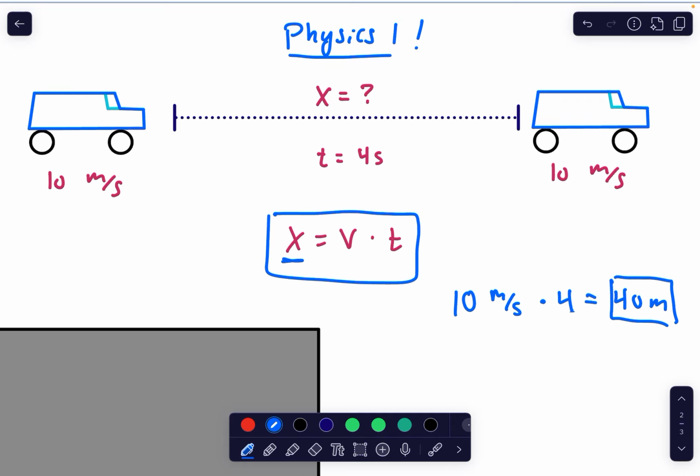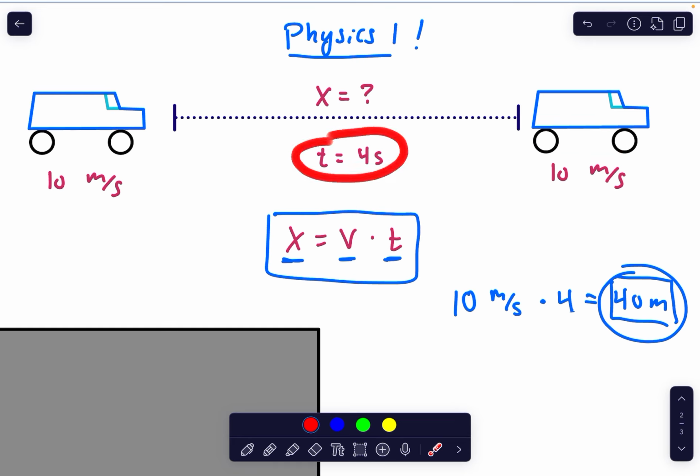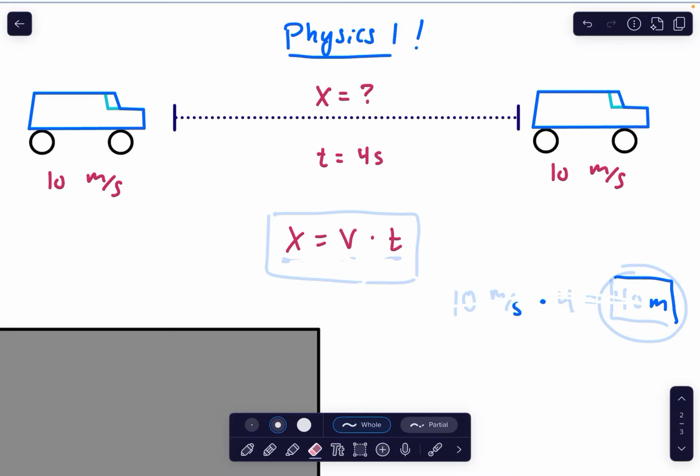It says my distance, this one right here, is represented by my velocity times the time. My velocity was 10 meters per second, and I did that 10 meters per second for 4 seconds. So 40 equaled 10 times 4. Easy enough.